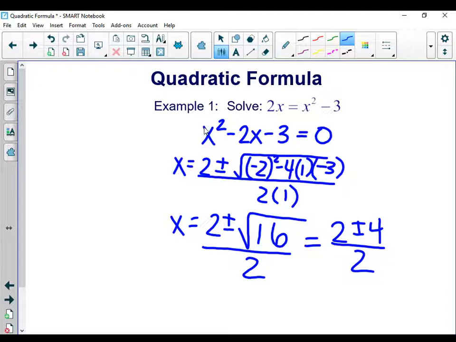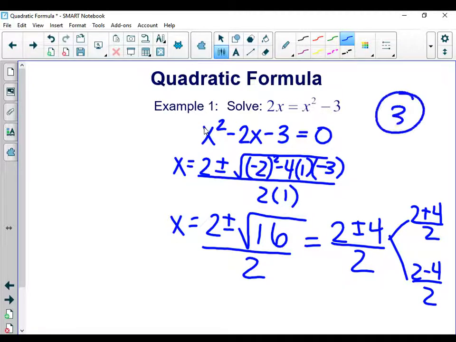We are not done yet. Do not leave this as an answer. Something that might help a couple of y'all out is if you write this twice: 2 plus 4 divided by 2, and then 2 minus 4 divided by 2. That's how you're going to solve them. So 2 plus 4 divided by 2, I get 6 over 2, which gets me 3. And 2 minus 4 gets me a -2, divided by 2 is a -1.